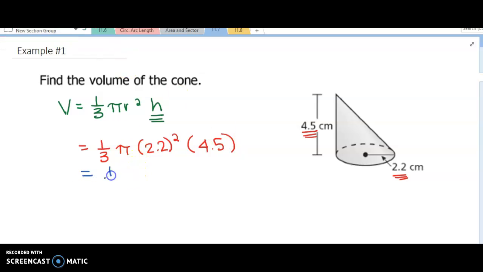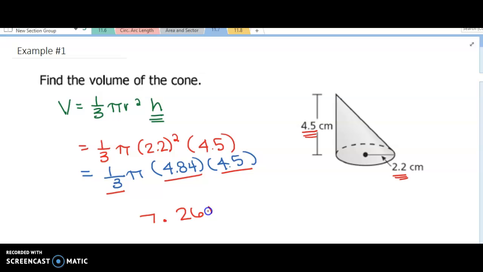All right, if I simplify this a little more, I have 1/3 times pi times 2.2 squared is 4.84 times 4.5. If I take this and put it in my calculator, I just get 7.26 pi. This would be my exact answer. And then if I put it in my calculator, that's roughly 22.8. We're talking about volume, so that'd be centimeters cubed. That would be my rounded answer.